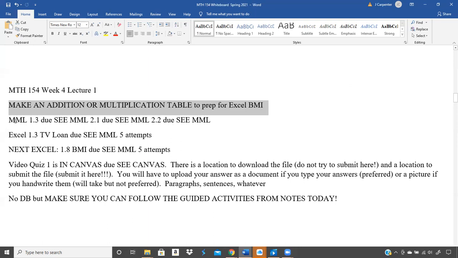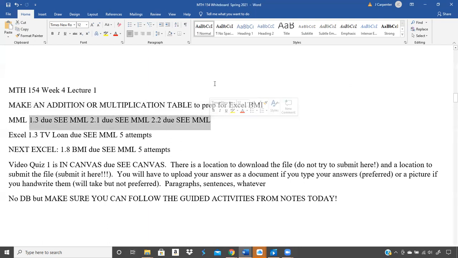So my math lab assignments that are on the horizon, maybe due today, maybe due in a couple of days, maybe due in a week, are sections 1.3, which has already been covered, 2.1, which will be finished today, and then 2.2. I'll point out, we will not be covering 2.2 for week 4, lecture 1. That'll be week 4, lecture 2. But I have that up there so that you know it's on the horizon.